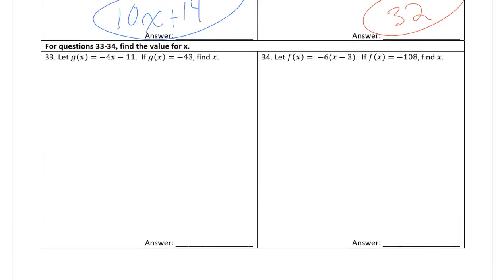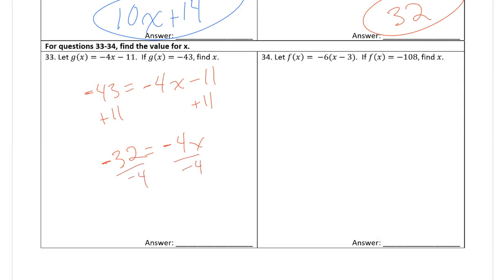Alright, last couple here. So, for this one, we're told that g of x is negative 43. So we're going to plug that in for g of x and solve for x. So I'd add 11 to both sides. Negative 4x. Okay, so negative 43 plus 11, that's going to give me negative 32. Dividing both sides by negative 4, well, negative divided by negative is definitely positive. So I'd get x is equal to 8.